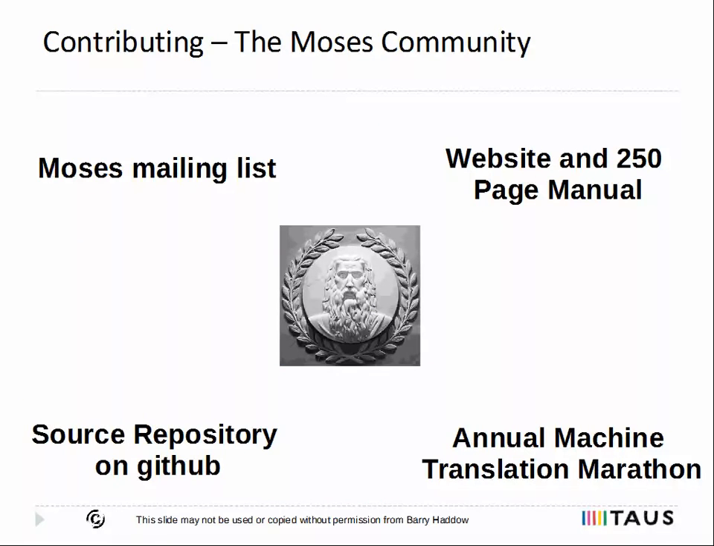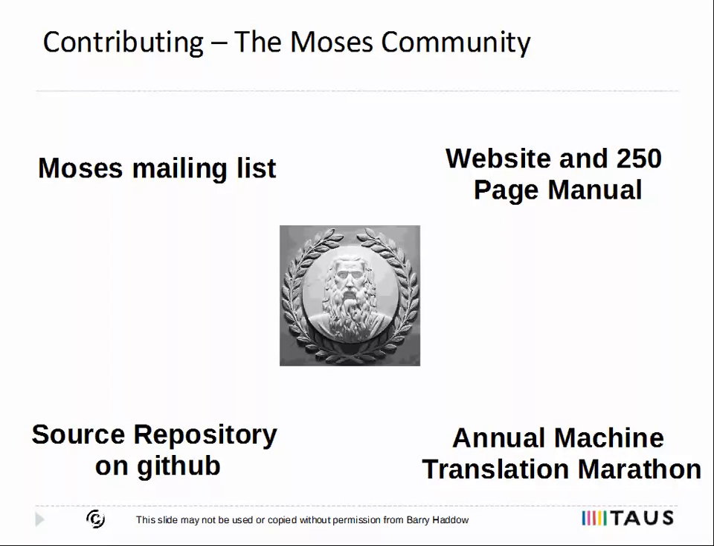Moses has a large and varied developer and user community, and this slide details the main ways in which they keep in touch with each other. If you're looking for help with Moses, then the most direct route is normally through the Moses mailing list. The mailing list is actually quite active and features discussions both on Moses usage and on MT in general. The main Moses developers are regular contributors to the mailing list, but many questions are also answered by other Moses users.